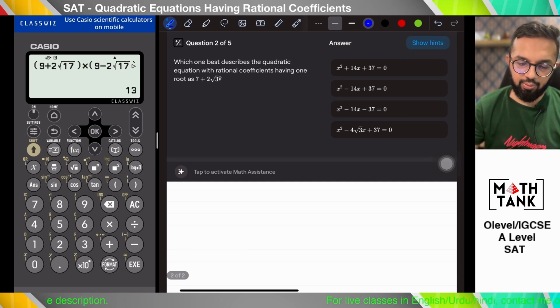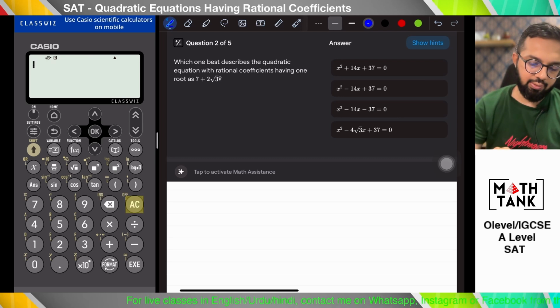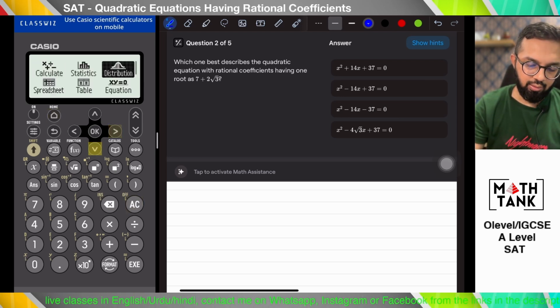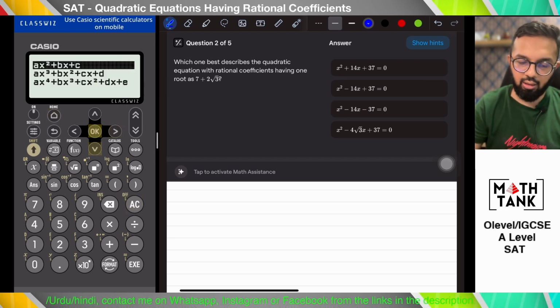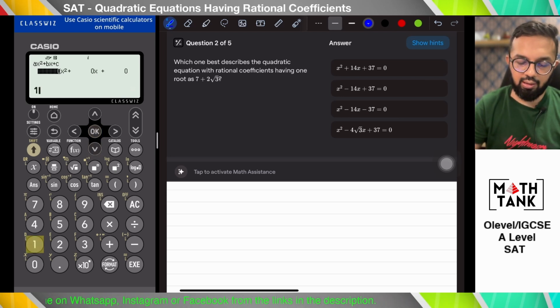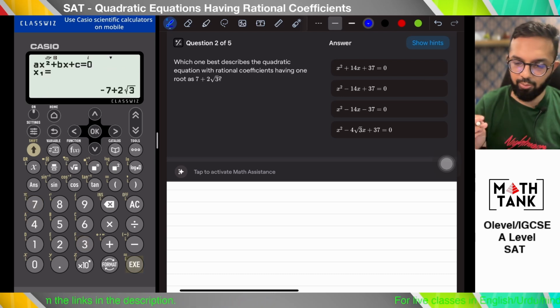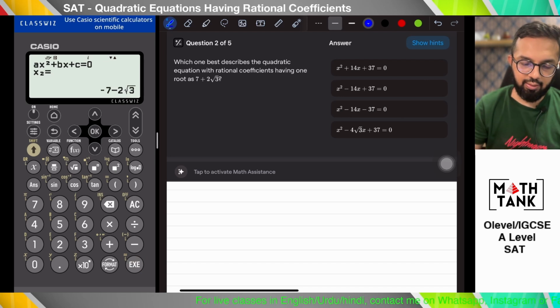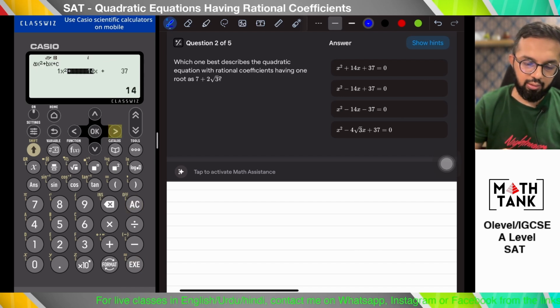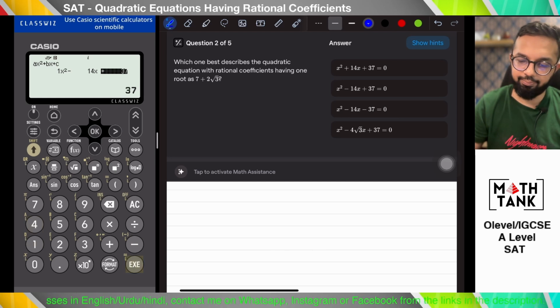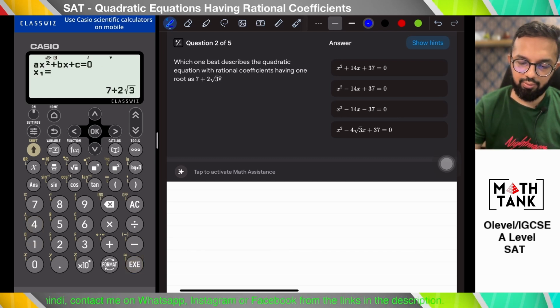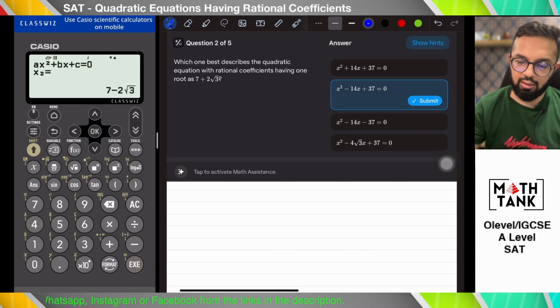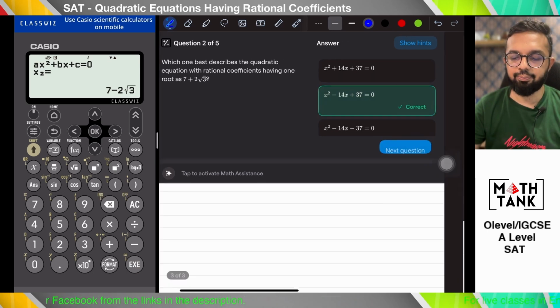Which one best describes the quadratic equation with rational coefficients having root as 7 plus 2 root 3? Okay, so let's start solving. Using my calculator is probably the best idea for these questions. So I'm solving it like that. I have more examples in the lecture videos that I will upload, so you can watch those. This one doesn't fit. The numbers don't match. Let's check minus 14, 7 plus 2 root 3. Okay, that one fits. So that's the correct answer now.